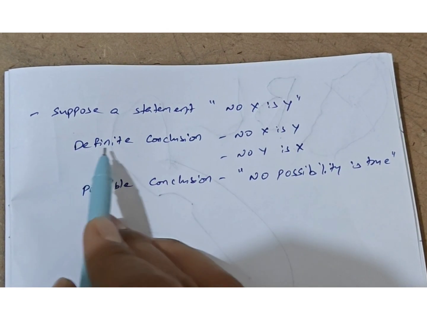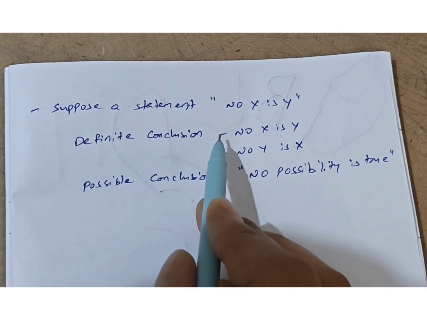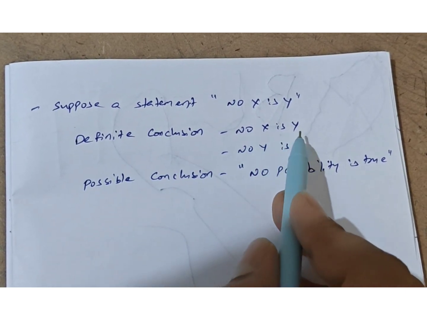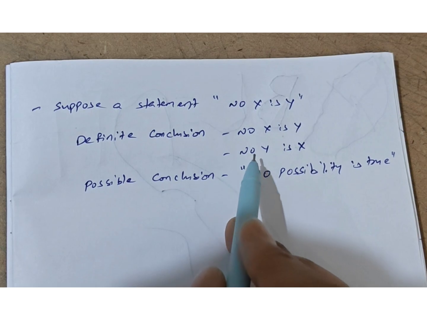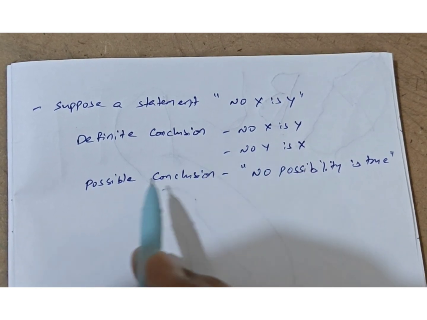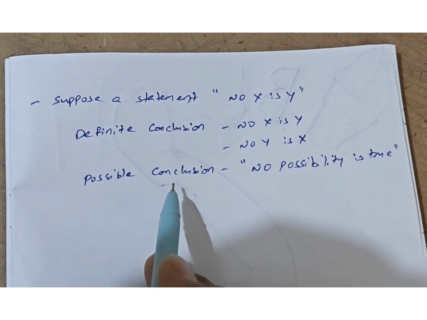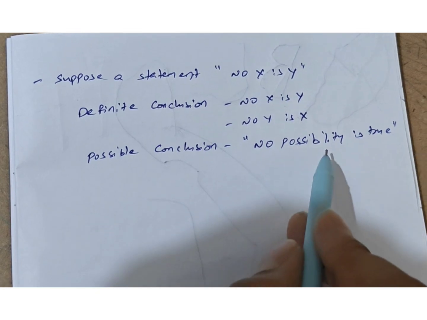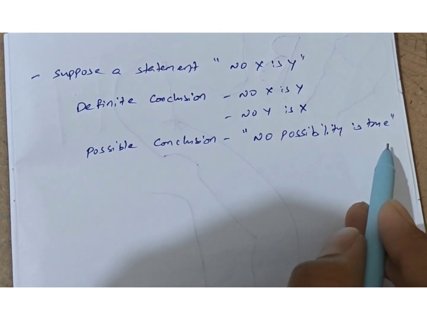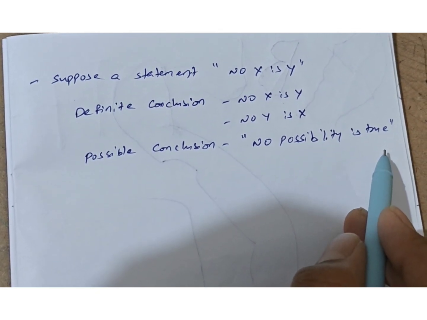As in the previous case we have discussed, if there is a negative statement, then there can be no possible conclusion. Here, if you observe, for all the definite conclusions, the statement itself is one of the conclusions, and there can be other definite conclusions which are also a part of it.